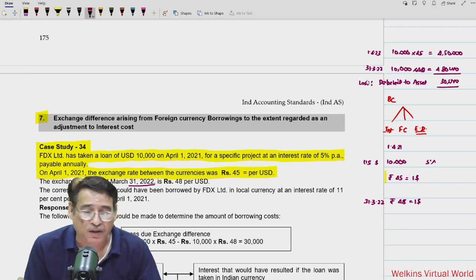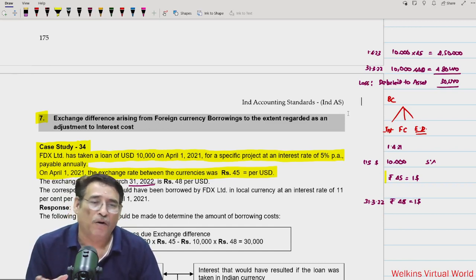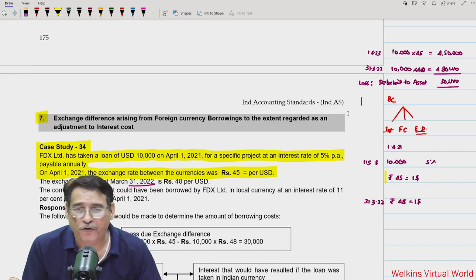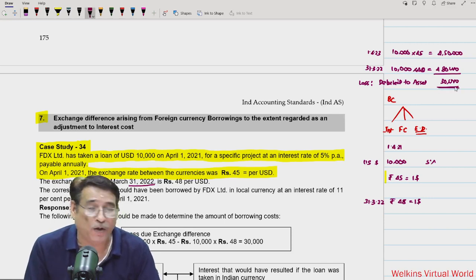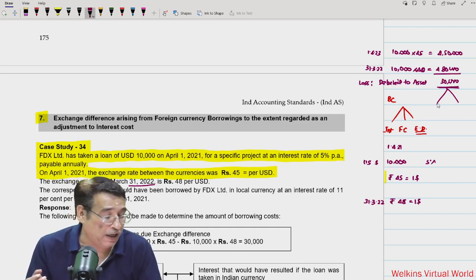However, this standard says that if we have taken the loan in foreign currency for the purpose of acquisition, construction or production of a fixed asset, in that particular case, we cannot debit the entire amount of loss. That means we cannot capitalize the entire amount of loss. What portion of this loss can be capitalized? Now, that is the major question. We will see that this portion will be capitalized.